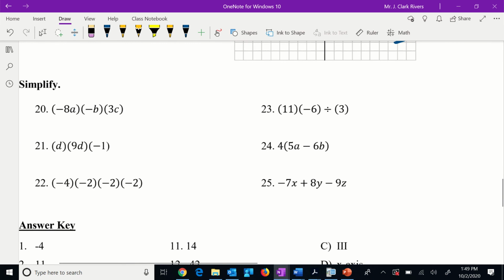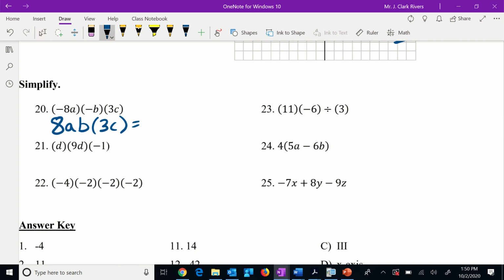Simplify. Let's use our rules for multiplication, addition, and subtraction, and let's throw some variables into the mix too. Looking at number 20, -8a multiplied by -b. What's a negative times a negative? It's a positive, right? So it's 8 multiplied by a multiplied by b, 8ab. And then we're going to multiply this by 3c.